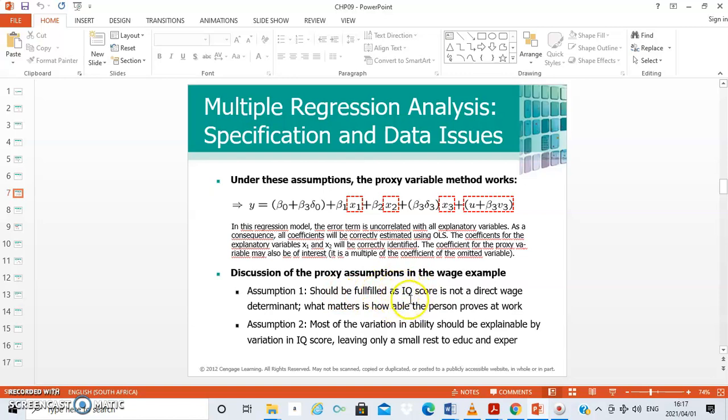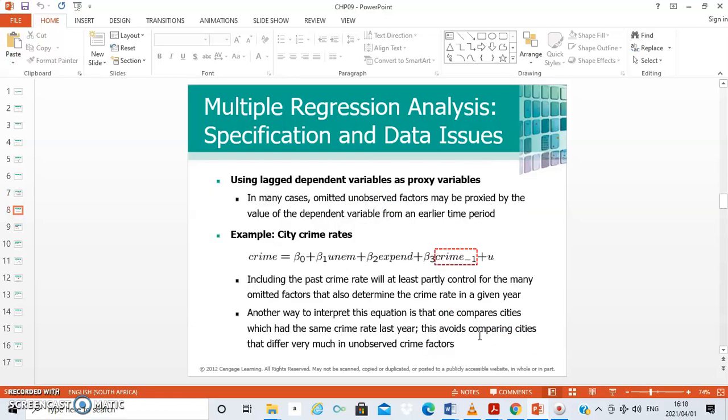Okay, so for example, if we take the wage equation, we are basically saying that the variable IQ does fulfill the condition because it's not a direct wage determinant. In other words, what matters is how the person is able to perform at work. Secondly, the variation in the ability should be explained by the variation in the IQ score, leaving only a small part of the variation to the rest of the variables such as education and experience.